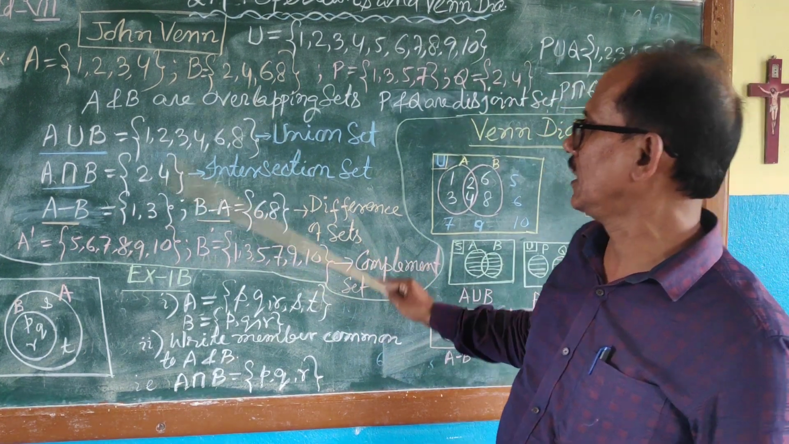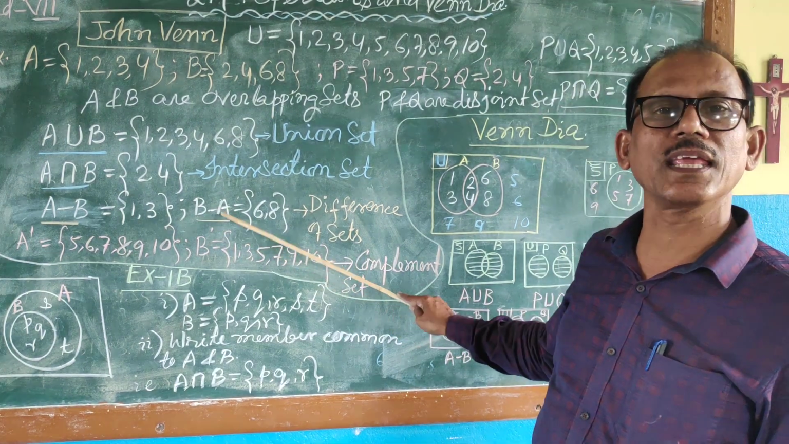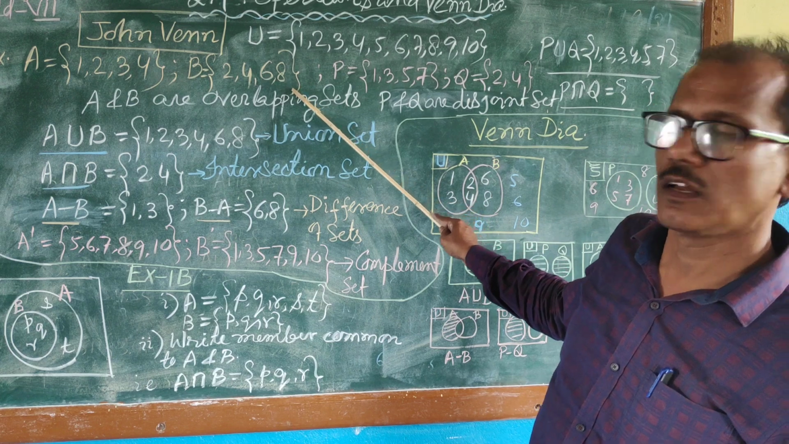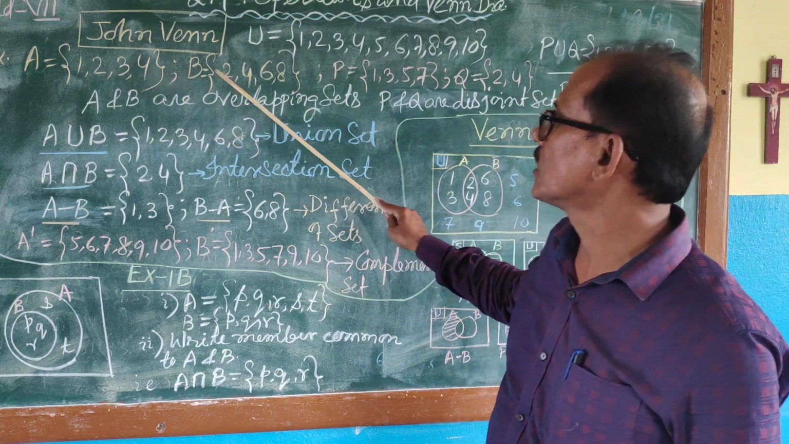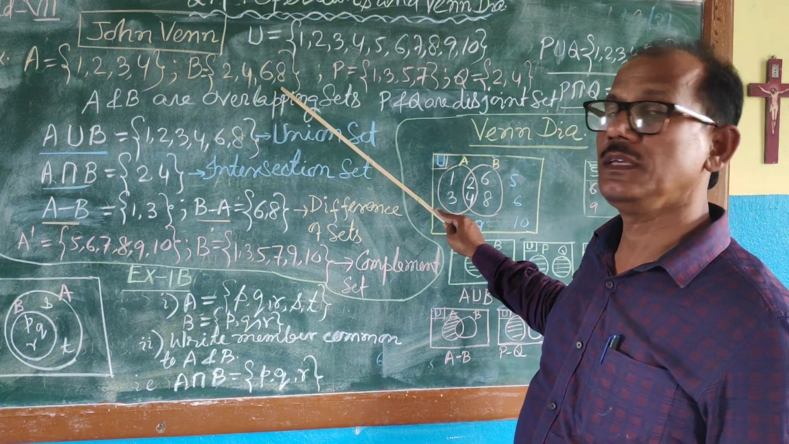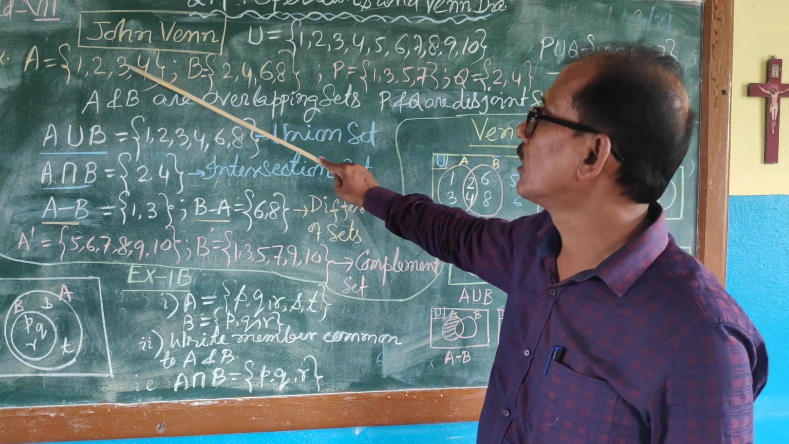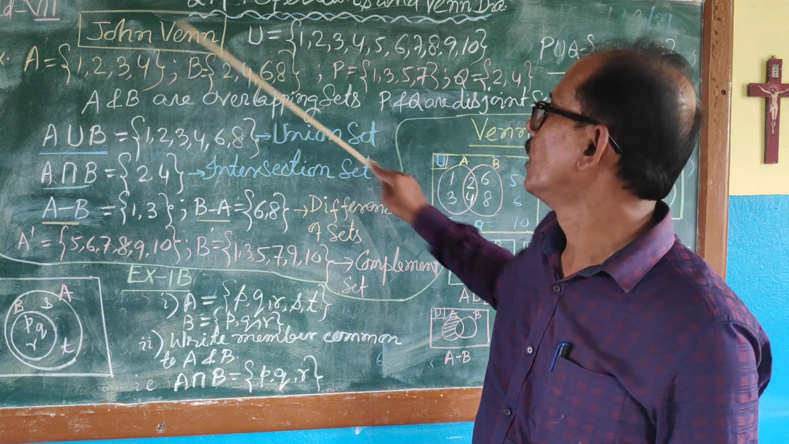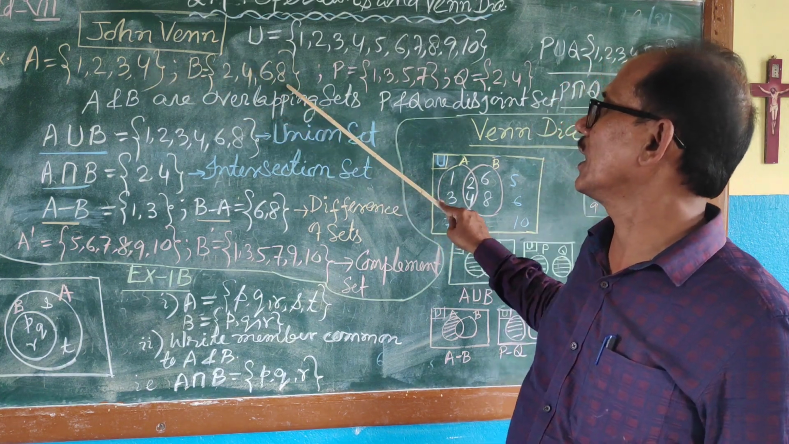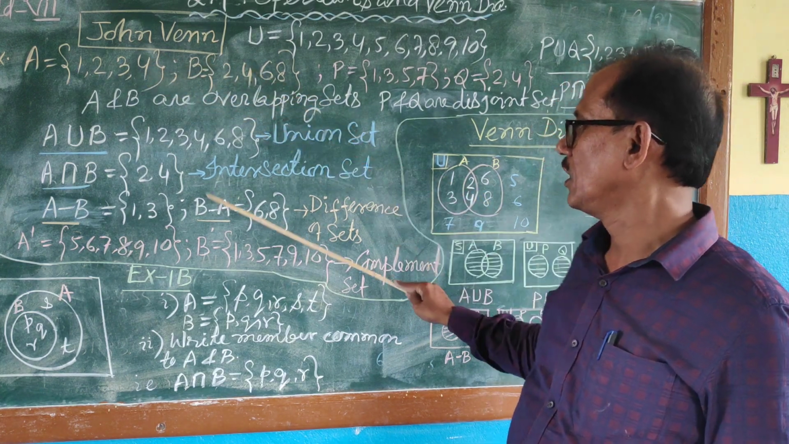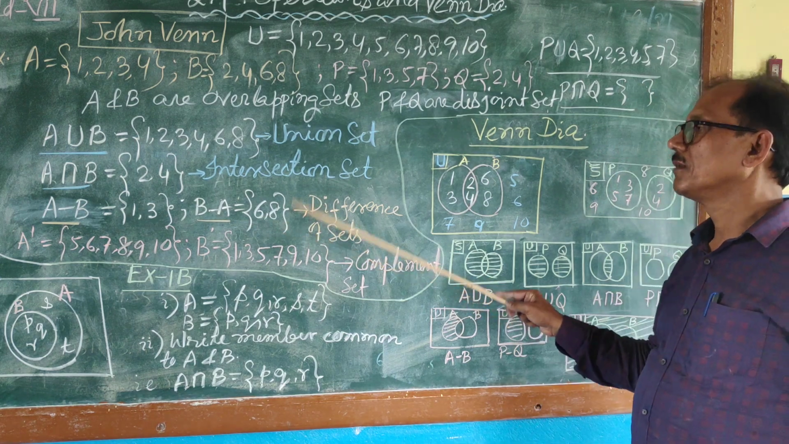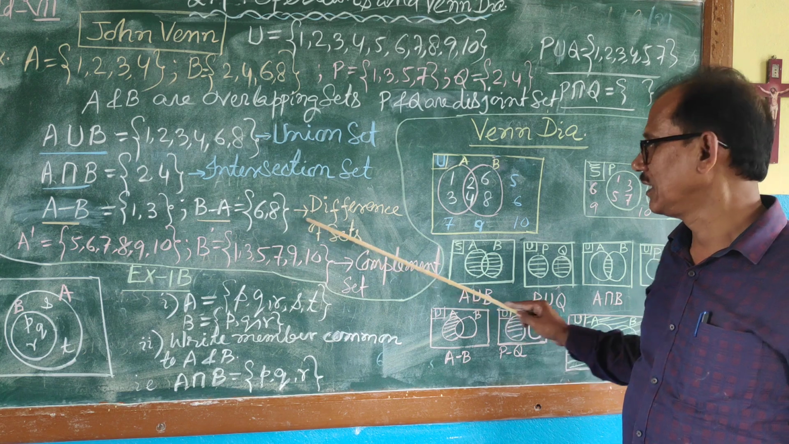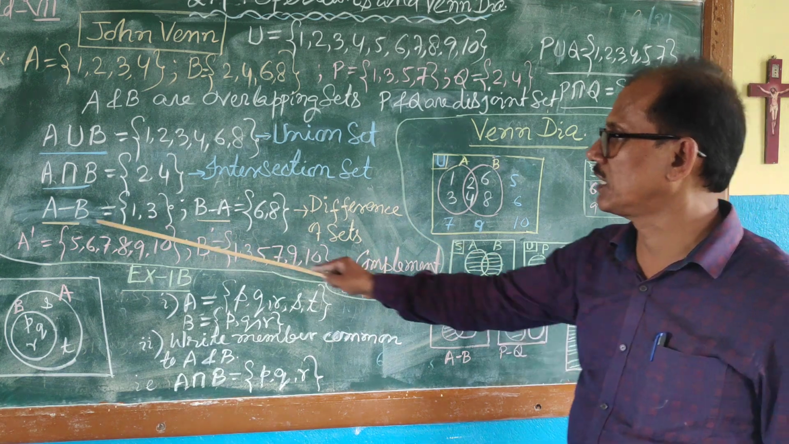Similarly, B minus A. In this case, B is the minuend and A is the subtrahend. The element present in B, not present in A. That means what are the elements B is having? B alone is having, not A. So B, see 2 and 4 are common. So 6 and 8 are the elements not present in A. So B minus A will be a set having elements 6 and 8. These are called difference sets, symbolized by minus sign.